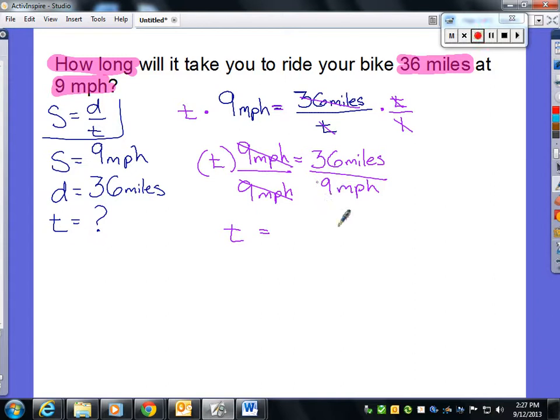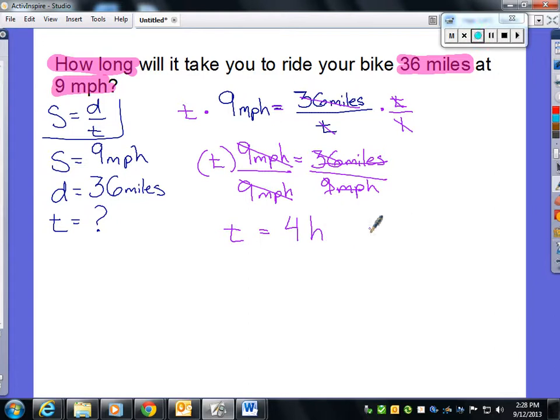And when we do the math out, we do our numbers first. So 36 divided by 9, that's going to be 4. And we have miles up top here, miles down here. The m in here is the miles. So we can get rid of the miles, and we're left with hours.